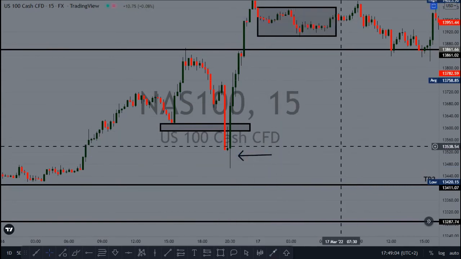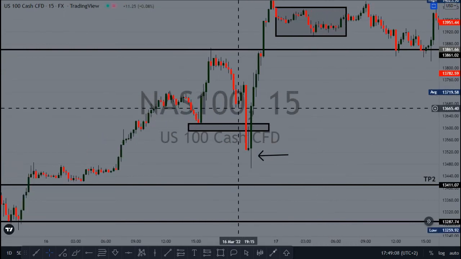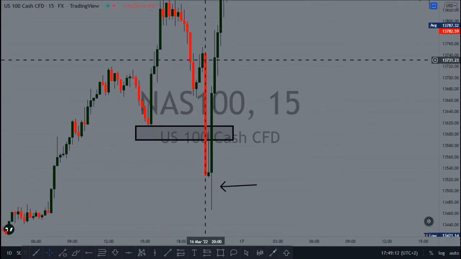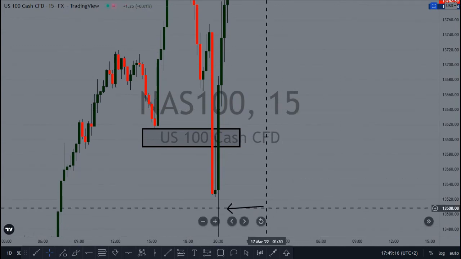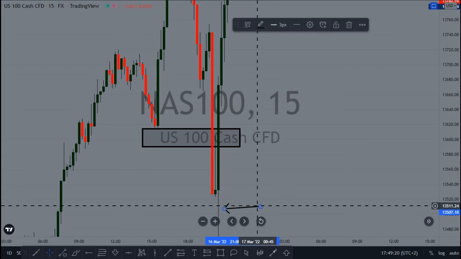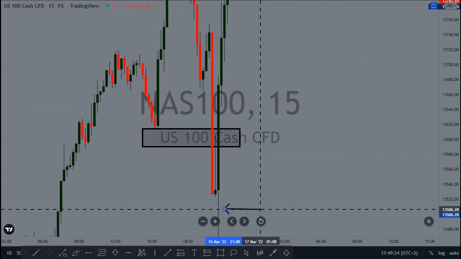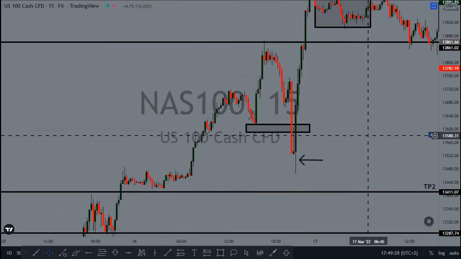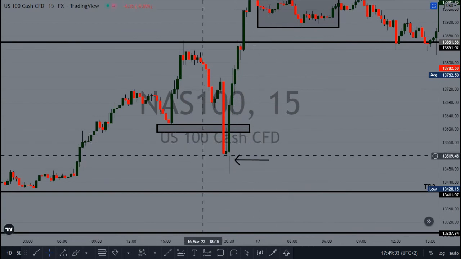So as we see, like the news event, these are very long candles with lots of momentum. These candles can destroy your account, can destroy your equity, because a lot of us, we don't really know how to trade news. So it's better for you to stay out of the market when there is a news event.